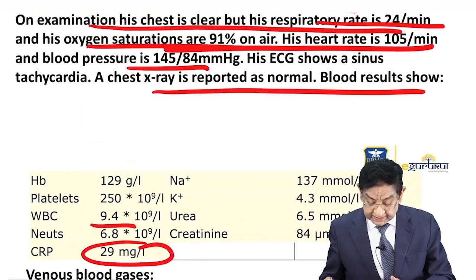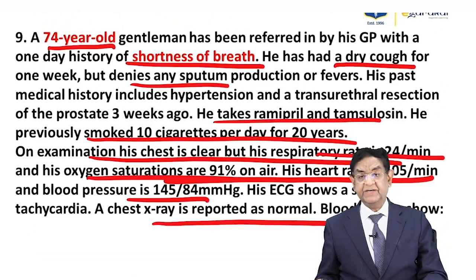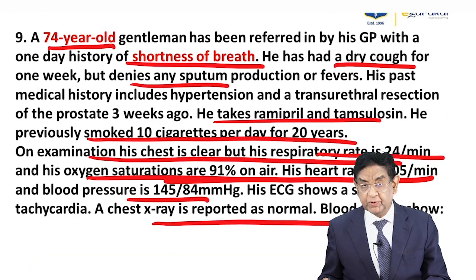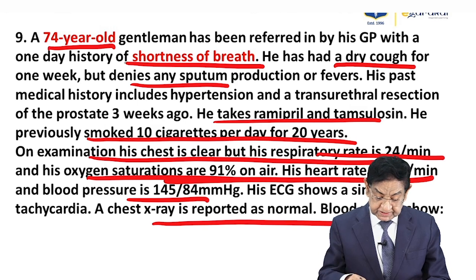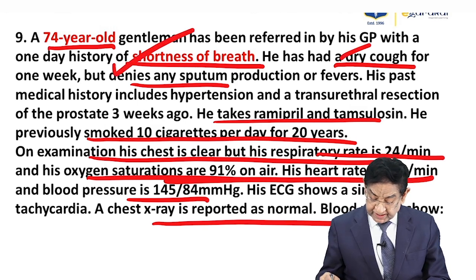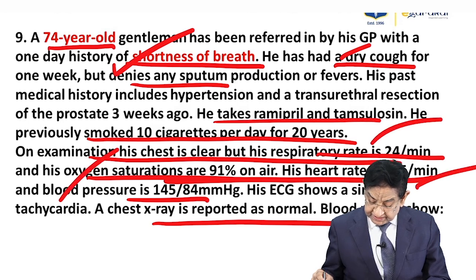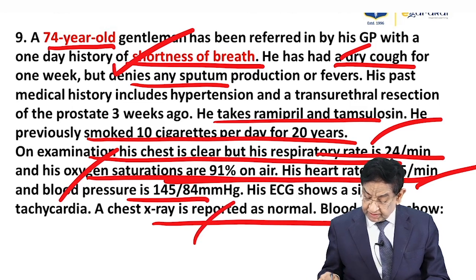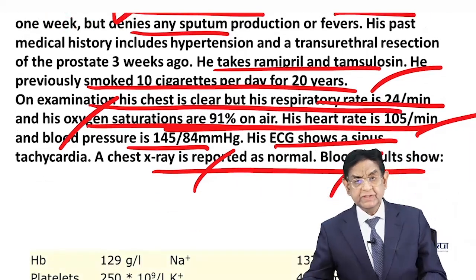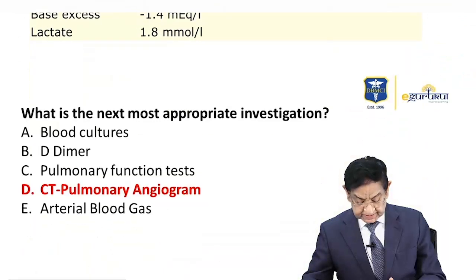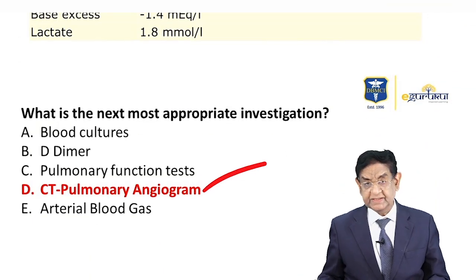So what you are getting is a picture which suggests that we are dealing with a case of pulmonary embolism. Points in favor are shortness of breath, dry cough, low saturation, tachycardia, chest X-ray normal, and ECG shows sinus tachycardia. So there are many features which indicate that he has unprovoked pulmonary embolism. And in this case, CT angiography is the next best investigation.